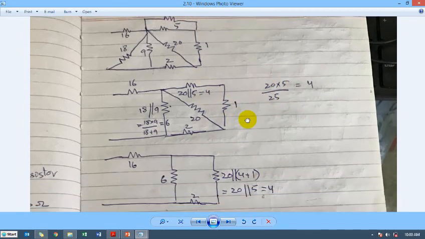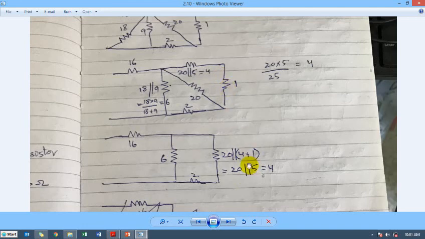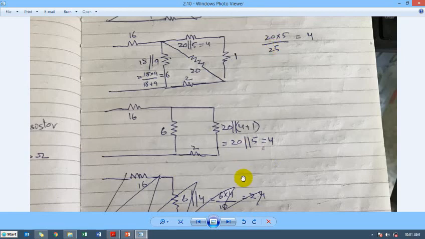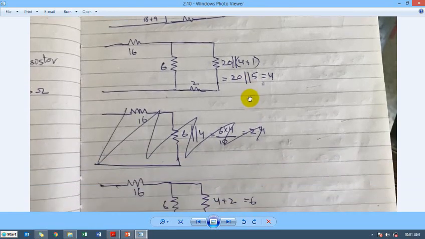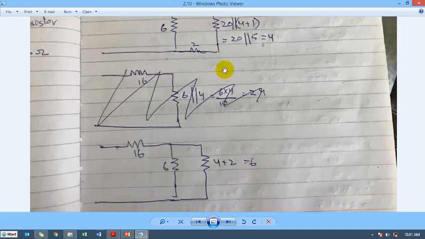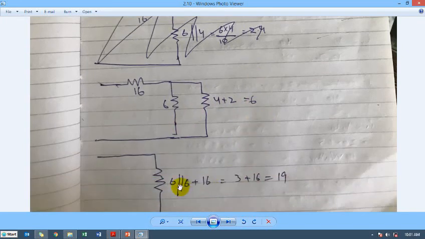This is in series with the 1 ohm resistance, so this becomes 5. 4 plus 5 is in parallel with this 20 ohm diagonal resistance. So 20 in parallel with 5 is equal to 4. The same calculations apply. Then this 4 and 2 becomes 6, and this 2 and this 4 becomes 6. 6 in parallel with 6 is 3, and 6 in parallel with 6 is 3. Adding with this series resistance of 16, this becomes 19.